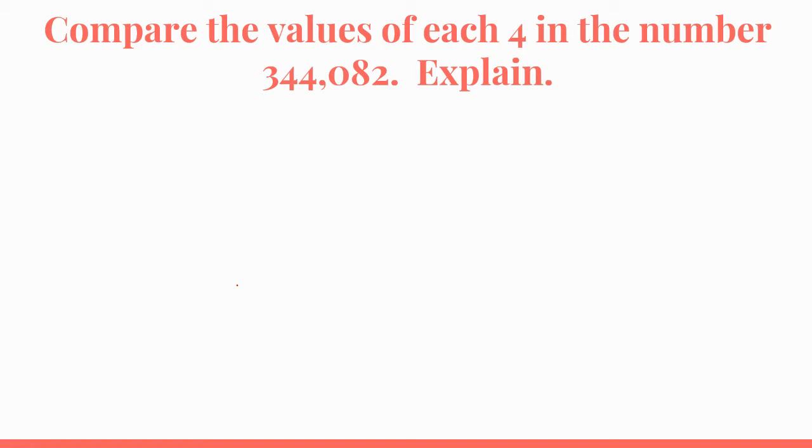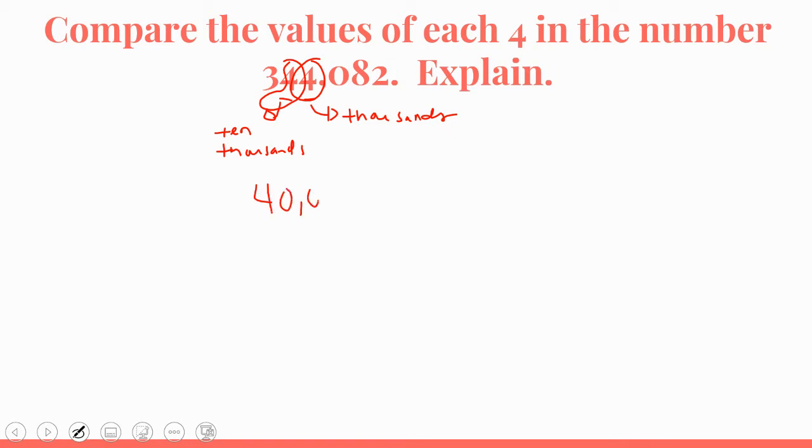Okay, so here's how I would approach this. There's several ways you can, but I'm going to start by pointing out that there is a 4 in the 10,000s place, and that there is a 4 in the thousands. Okay, so that is clearly obvious that they have different values. So the 4 in the 10,000s has a value of 40,000, and the 4 in the thousands has a value of 4,000. So that's one way we can look at it.